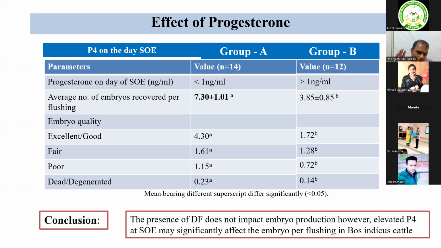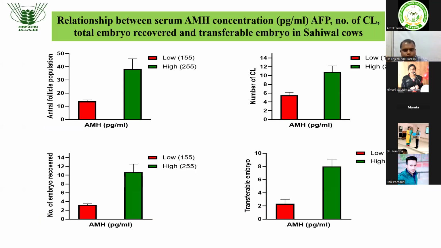So DF presence does not impact much in our indigenous cattle. However, elevated levels of progesterone at the time of superovulatory stress hamper the prospects of quality embryo production. Then we also correlated the AMH concentration. AMH is very much positively correlated with animals with high AFC.